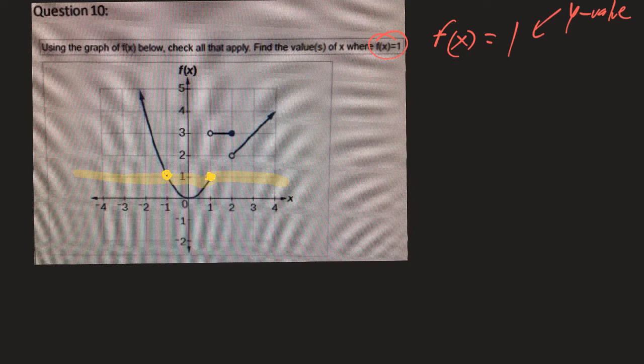So what x values are those? Very simply, just negative 1 and 1. So x is negative 1 and 1. Okay, so there were two answers here. All you had to do was find the x values this time. They gave us the y value already.